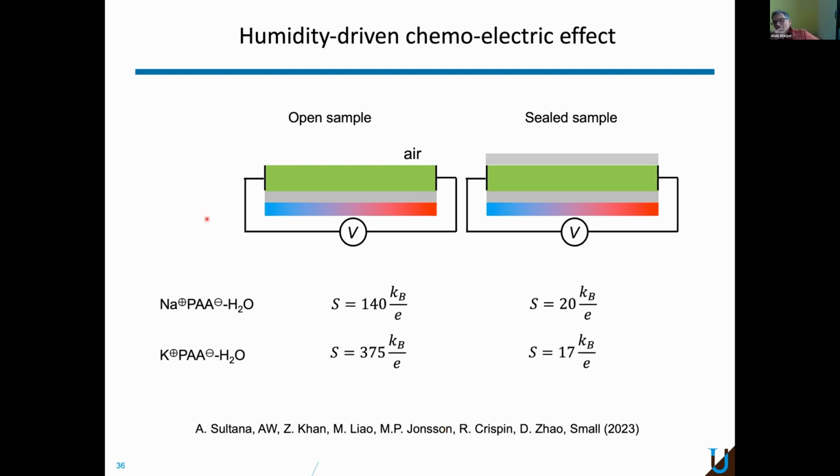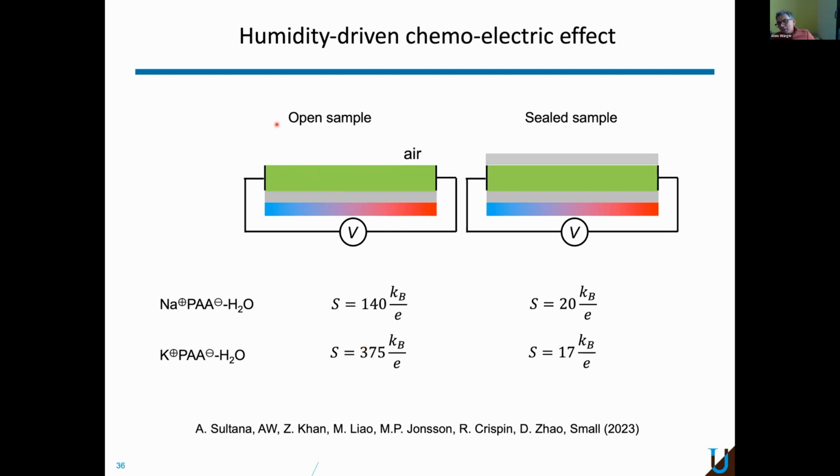So we tried to understand the role of the water content. This is the simplest thing to do. We looked at a polyacrylate anion with sodium or with potassium with some water. Now when you do the experiment, as you have seen before, with the sample open to air, one measures Seebeck coefficients of 140 and 375 kB/e. This is the biggest value, I think, which was found so far.